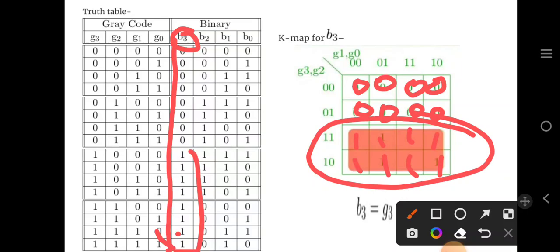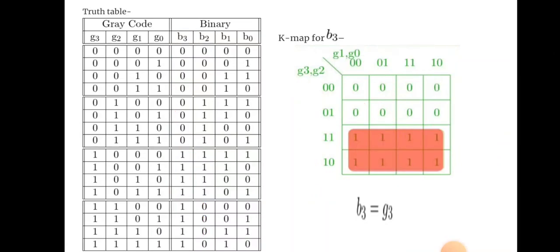So what will be the equation? If you see on this side, left side, the G2 is changing from 0 to 1. So cancel this. Only take the G3. So B3 is equal to G3. And we are not taking all these terms because it is changing from 0 to 1 and 1 to 0. So B3 will be equal to G3. This is the final equation for B3.